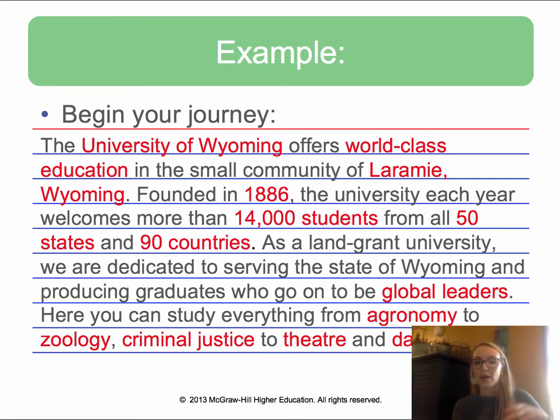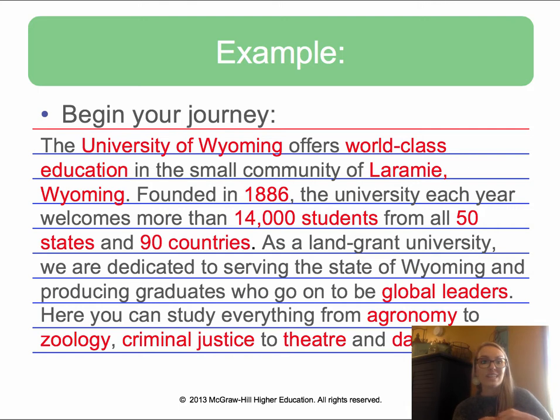Pretend this is your note card talking about the University of Wyoming. It actually says all of these words if you were to read word for word what you had planned. But when you get to the presentation situation, you're going to talk about this conversationally and your phrasing might not be the same. So for instance, I might say, the University of Wyoming offers a world-class education in the small little community of Laramie, Wyoming.